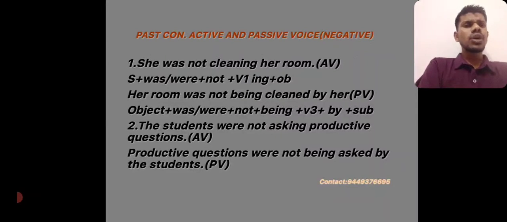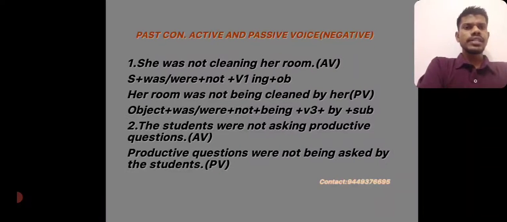Here I used was not. Why can't we use were not? We are talking about singular, the object is singular. So once you are seeing active voice, what are the things we have to notice? We have to identify the subject, then we have to identify which kind of tense it is, then what is the object, whether the object is singular or plural.